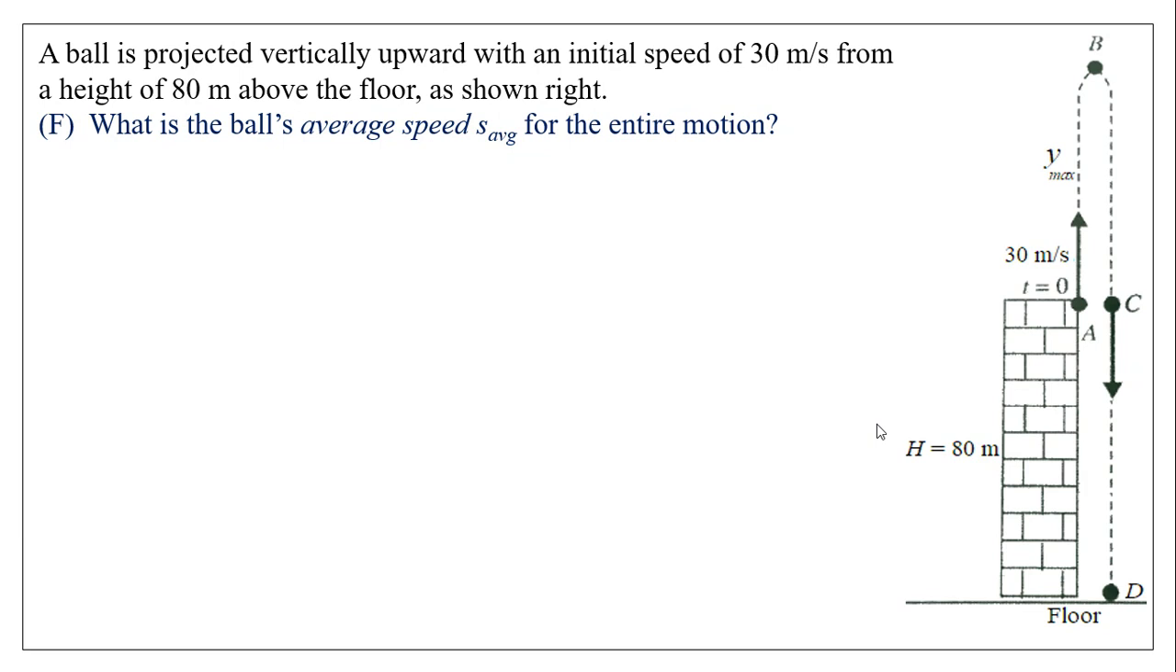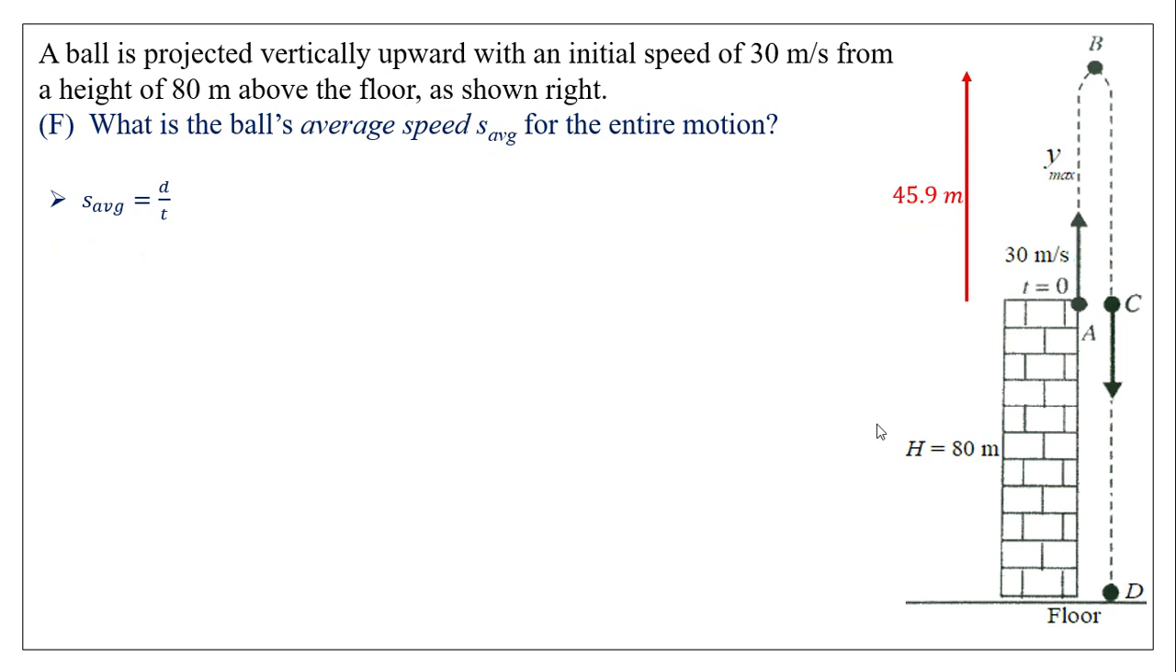To find average speed, all we need is distance over time, total distance over total time. Let's go find this. We kind of know the distance already. I'm going to remind you what we calculated in the beginning of the video: this length here, ymax, how high it went to point B before it turned around. We found this distance to be 45.9 meters.